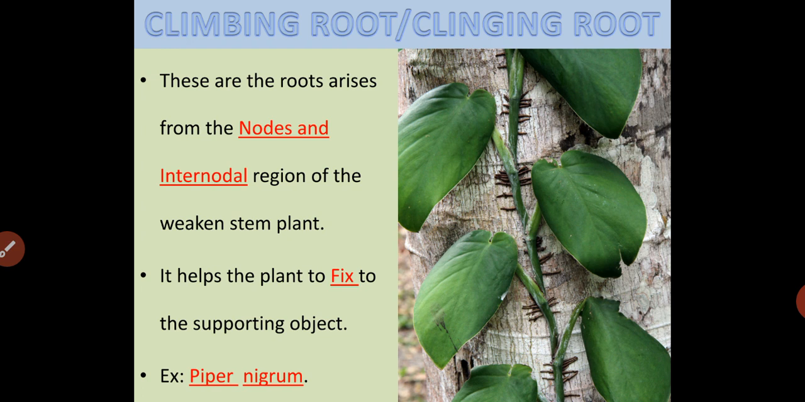Climbing roots or clinging roots are the roots that arise from the nodes and internodal region of the weak plants, which help to fix to the host plant and act as the mechanical support, as seen in case of Piper nigrum.